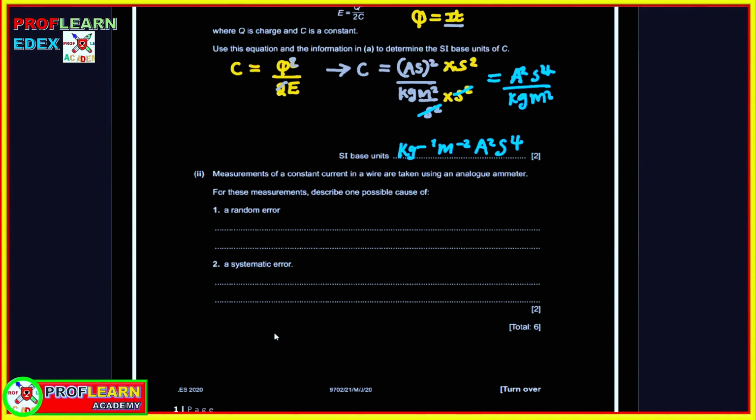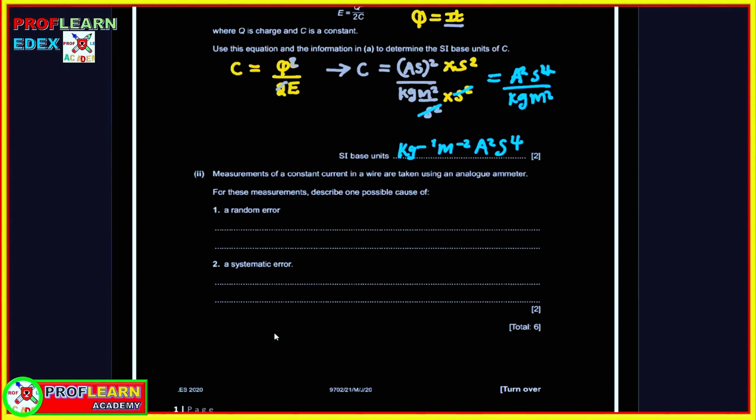And systematic errors are errors which are as a result of a faulty measuring instrument. For instance, if there is a zero error, it's going to affect all the values in the same direction. If the instrument is calibrated wrongly, it means it's going to affect all the values in the given direction.